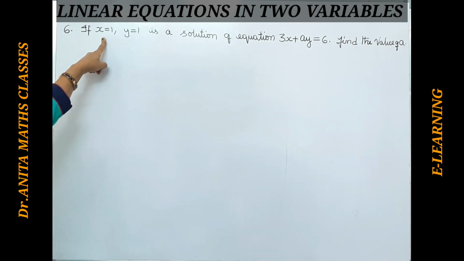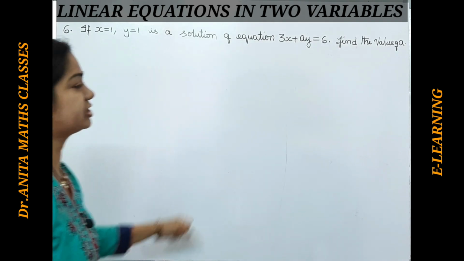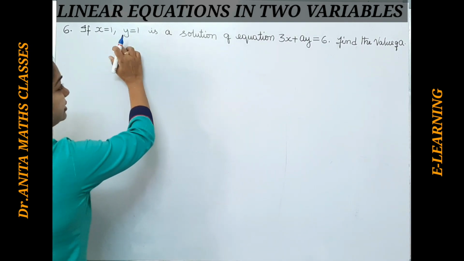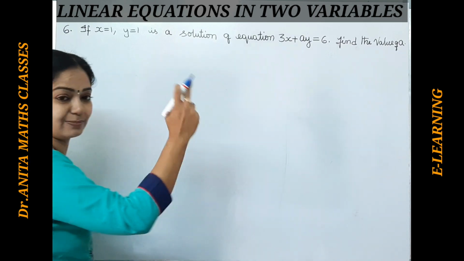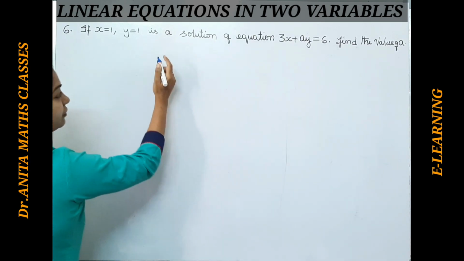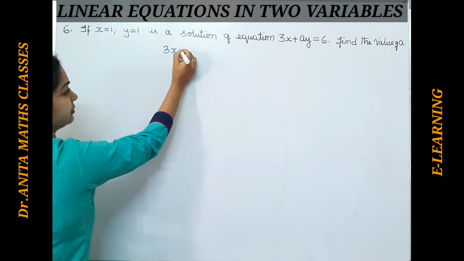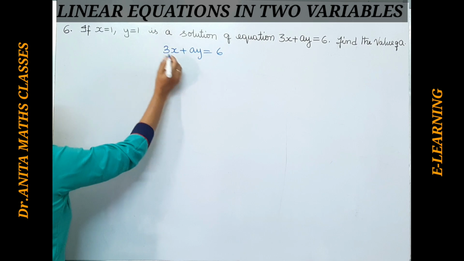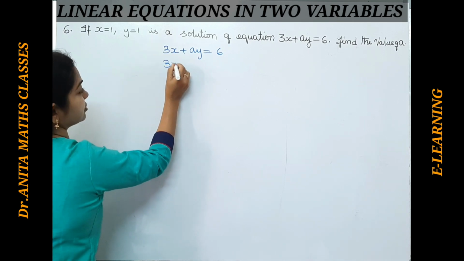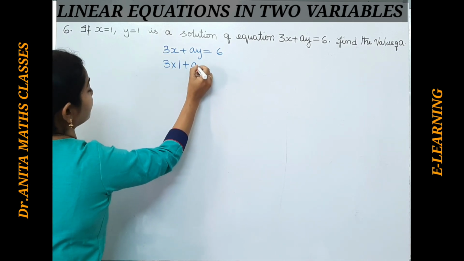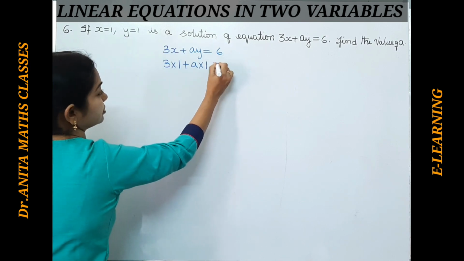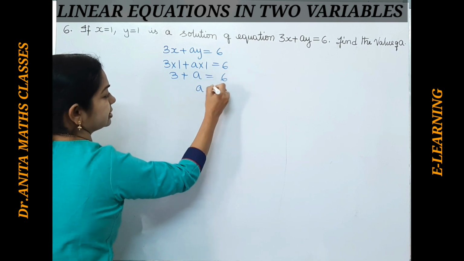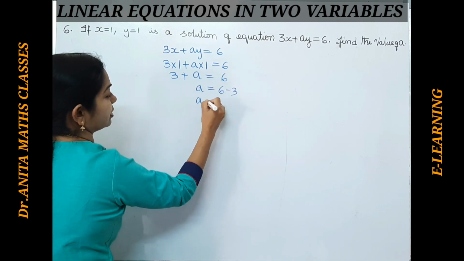If x is equal to 1, y equal to 1 is a solution of the equation 3x plus ay equal to 6, find the value of a. Here, this is a solution of this equation. So we have to substitute them in the equation so that we can get the value of a. So the equation is this. Here I'll substitute x and y values. So x value is 3 into 1 plus y value is a into 1. Both are 1. So this is 6. So 3 plus a into 1 is a, equals 6. a is equal to 6 minus 3. So a value is 3.